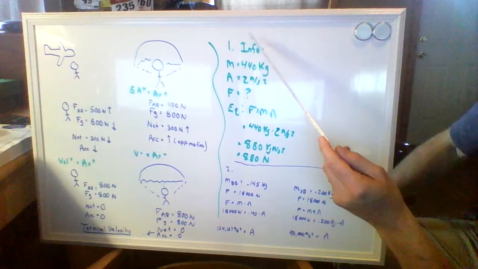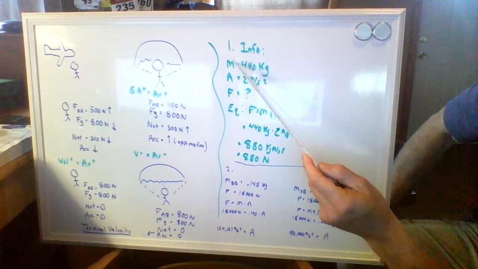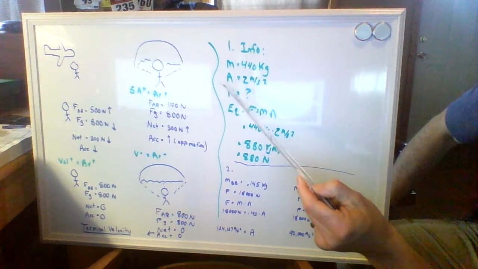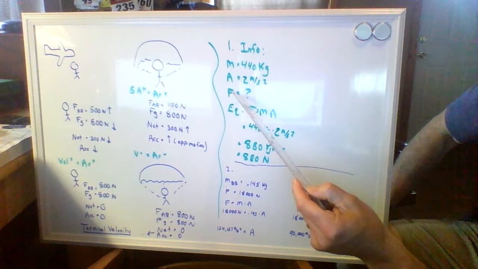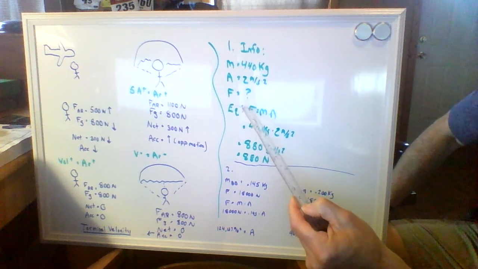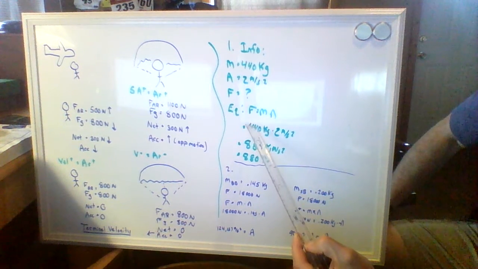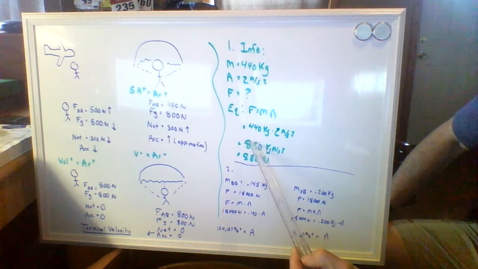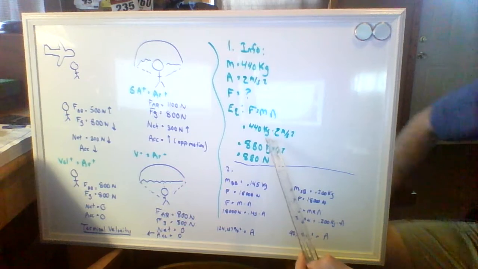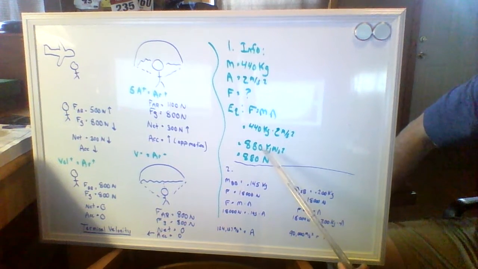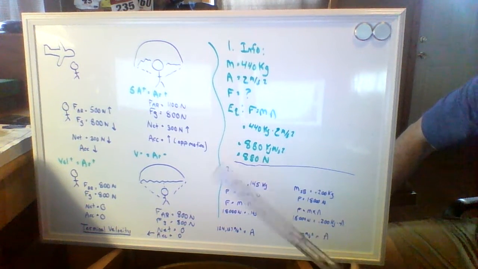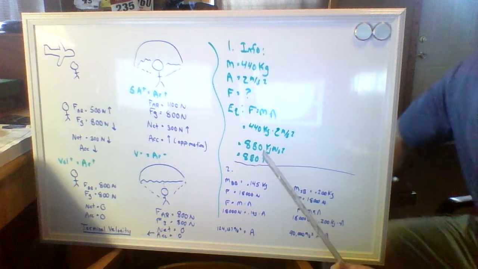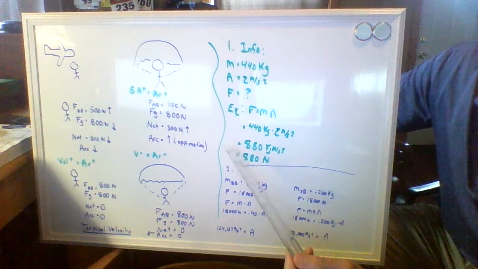So again, writing down our info, mass is 440 kilograms, acceleration is 2 meters per second squared. We're trying to find the force. The equation we're using is F equals ma. We're taking 440 kilograms times 2 meters per second squared, which should give us a force of 880 kilogram meters per second squared. Or remember, we said yesterday, a kilogram meter per second squared is equivalent to a Newton. So you could use 880 Newtons as your answer to that problem.